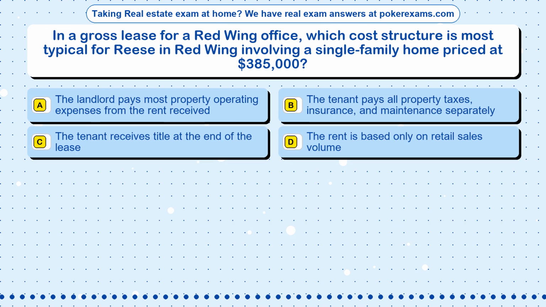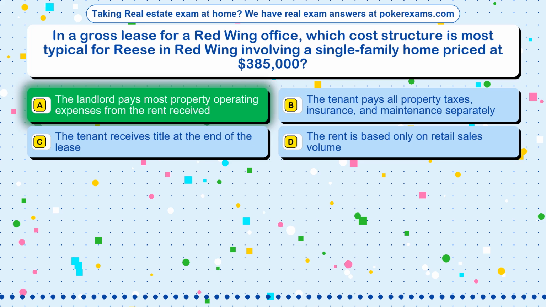Question 69. In a gross lease for a Red Wing office, which cost structure is most typical for Reese and Red Wing involving a single-family home priced at $385,000? Option A. The landlord pays most property operating expenses from the rent received. Option B. The tenant pays all property taxes, insurance, and maintenance separately. Option C. The tenant receives title at the end of the lease. Option D. The rent is based only on retail sales volume.